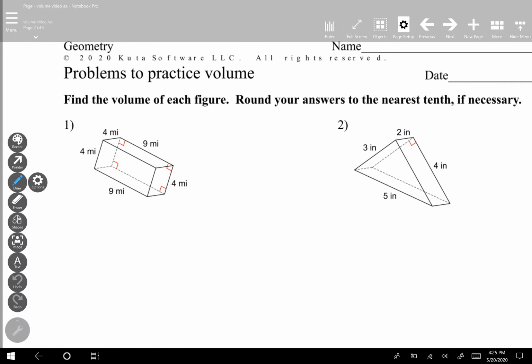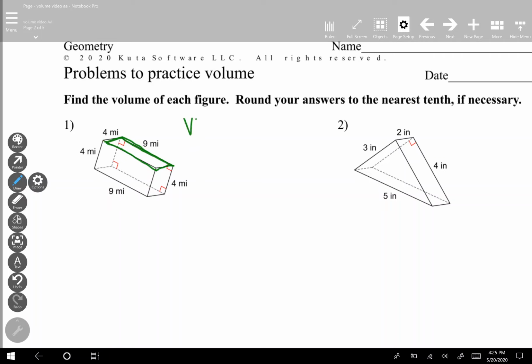Okay, it says find the volume of each figure. Round your answers to the nearest tenth if necessary. So this first one we have is a rectangular prism. On a rectangular prism, it doesn't matter which side you use as the base, you just have to use its matching one to figure out that height. So I'm going to use this top one right here. I'm going to call that my base. Okay, so there's the base.